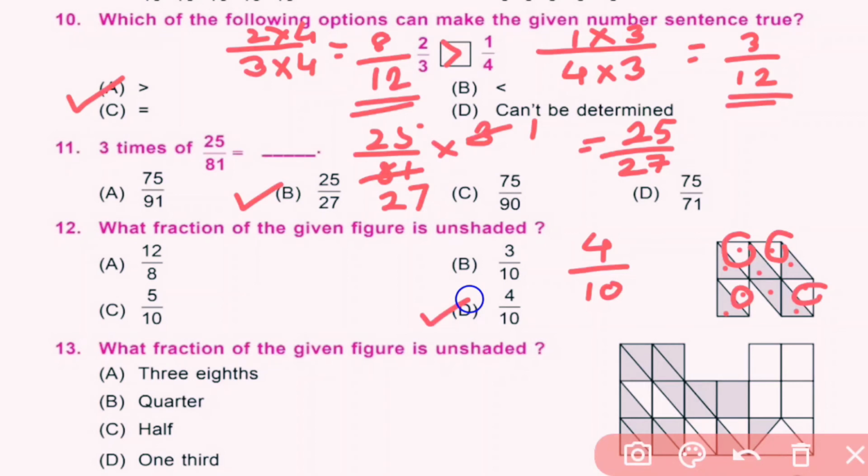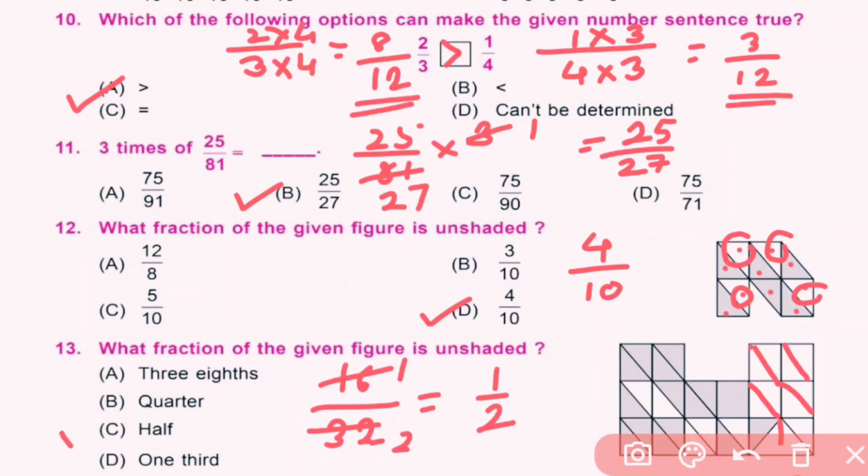Question number 13. What fraction of a given figure is unshaded? Now here we first find out the total equal parts. So we first make total equal parts. There are total 32 equal parts and out of 32, 16 are unshaded. So here 16 ones are 16, 16 twos are 32, 1 by 2. 1 by 2 means half. So here C is the right answer.